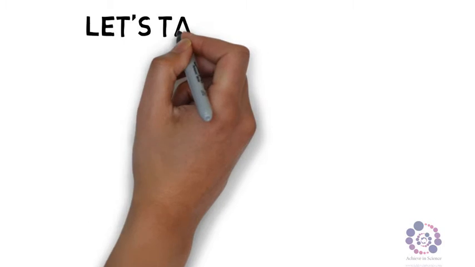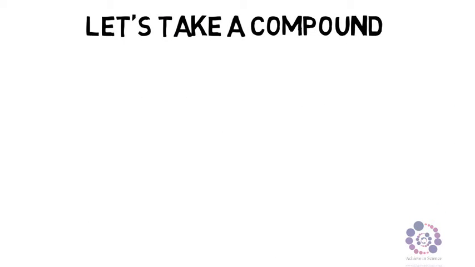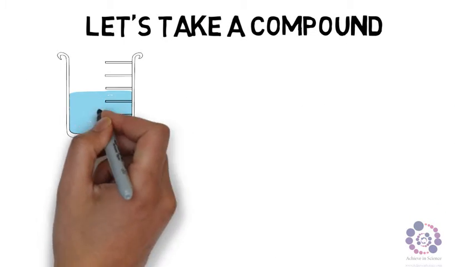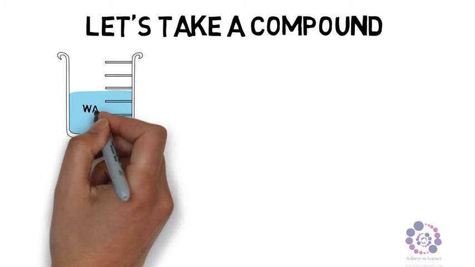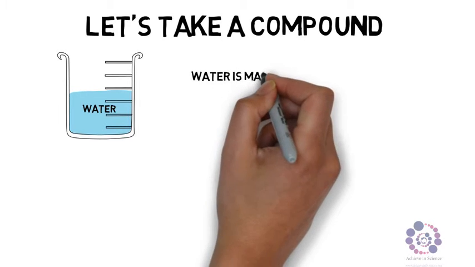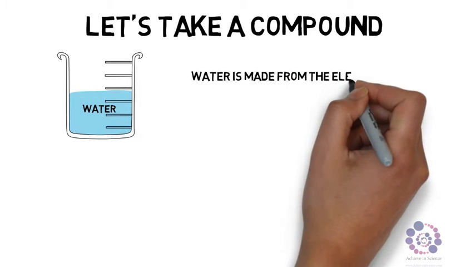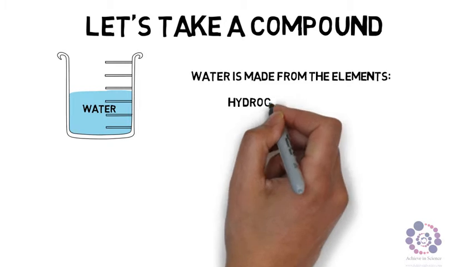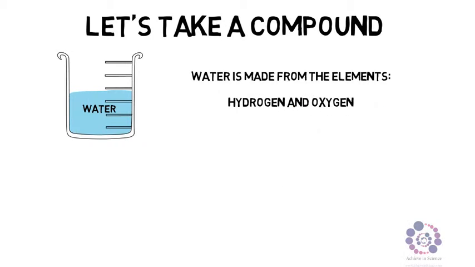Let's begin by looking at a compound first of all. If we take a simple example, being water. Water, as you're aware of, is made up of hydrogen and oxygen, the two main elements. We can represent what's happening in the formation of this compound via a word equation.